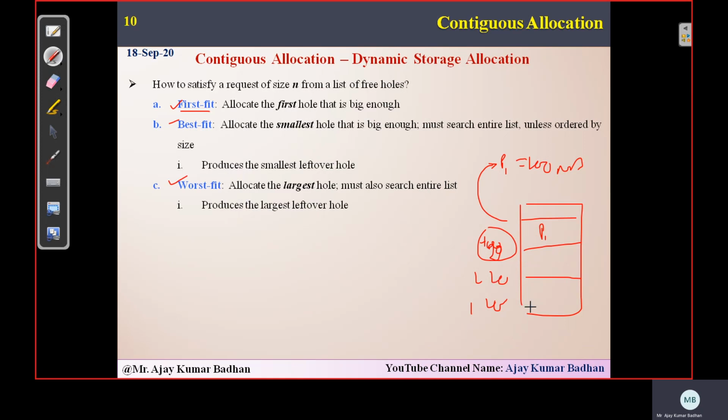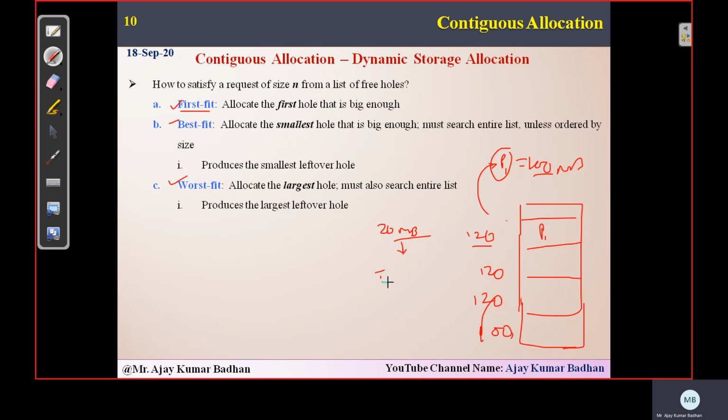Okay, for best fit, suppose here we have slots of 120 MB, 120, 120, and 100 MB. If you talk about first fit, whichever free space satisfies the process requirement will be allocated. P1 requires 100 MB, but we have 120 here. We allocate it, but P1 will be utilizing only 100 MB. What about the remaining 20 MB? This process is not going to utilize it.